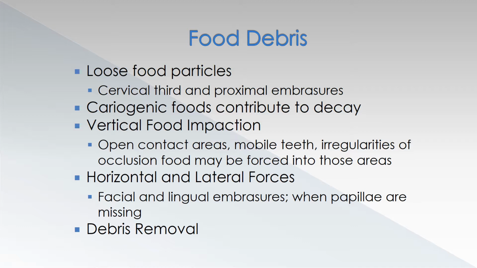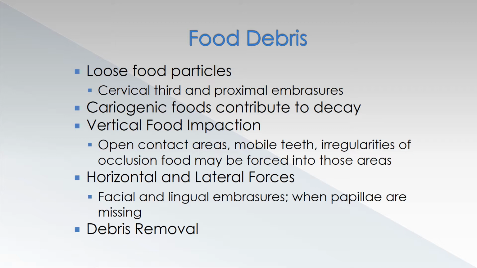Now, vertical impaction is when there are open contacts in the area. So say two teeth don't come together, or if the teeth are mobile or irregular occlusion happens. Then food might be forced between the teeth during mastication, and this could result in vertical food impaction. I have an area in my mouth every time I talk about that. I can kind of feel it with my tongue, that open contact.